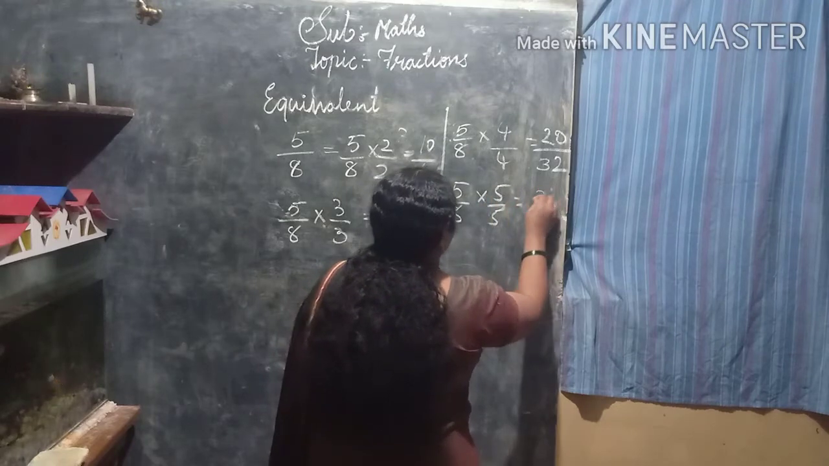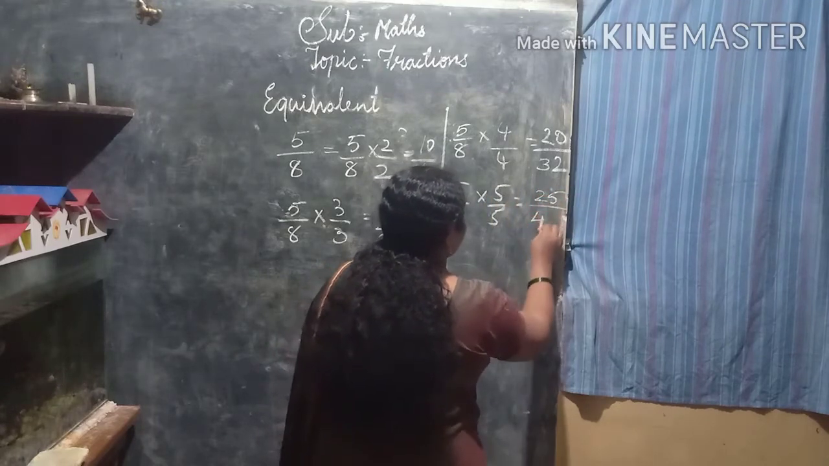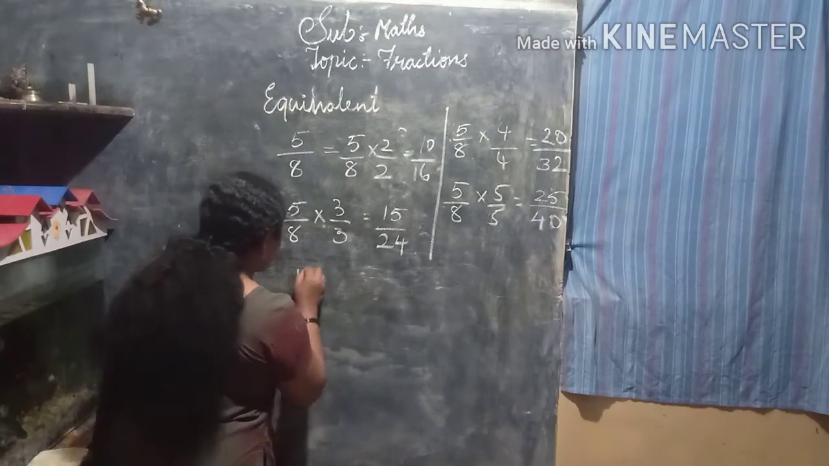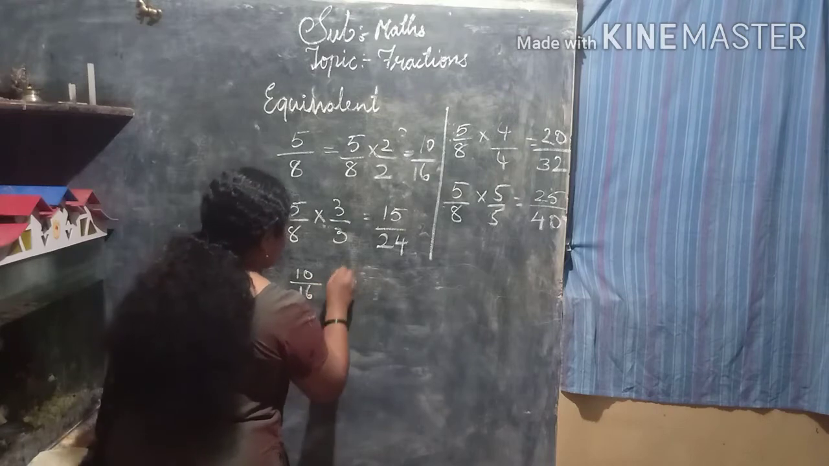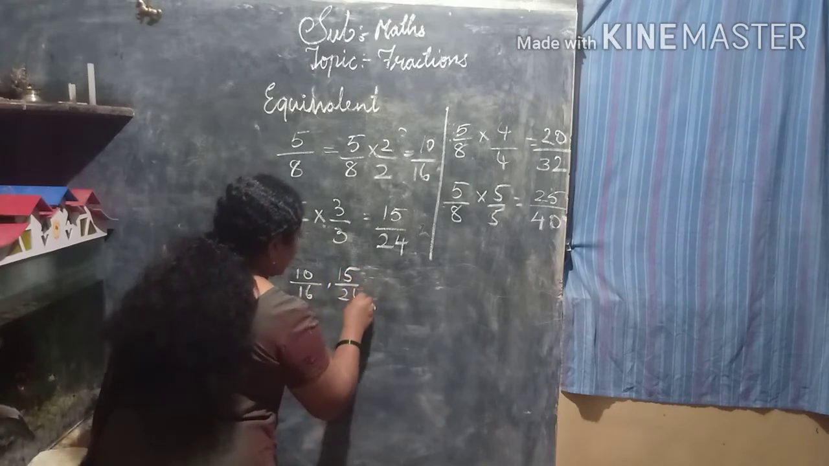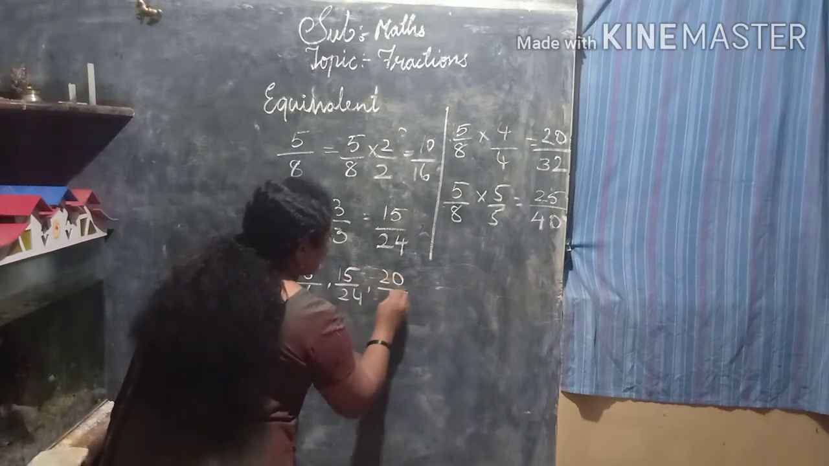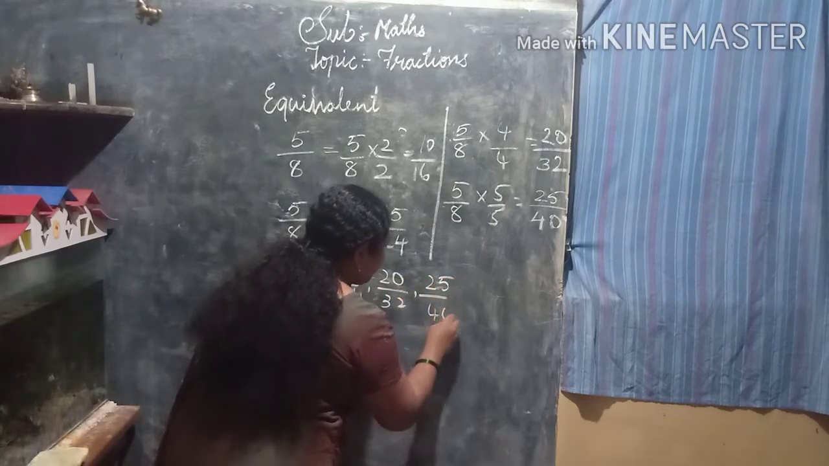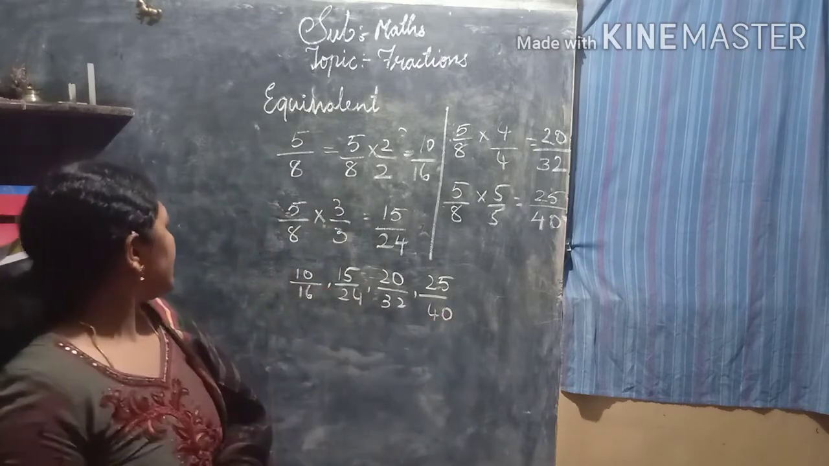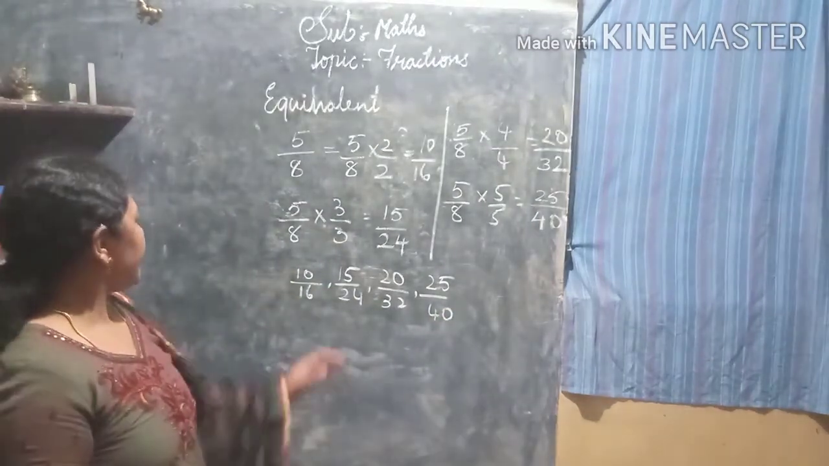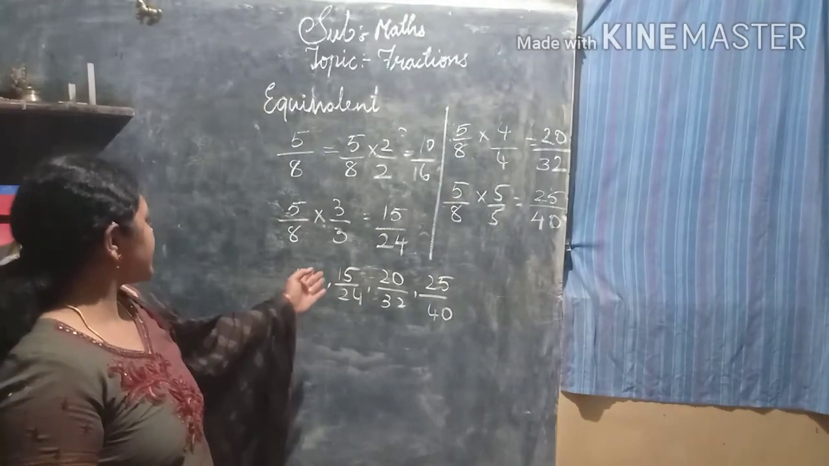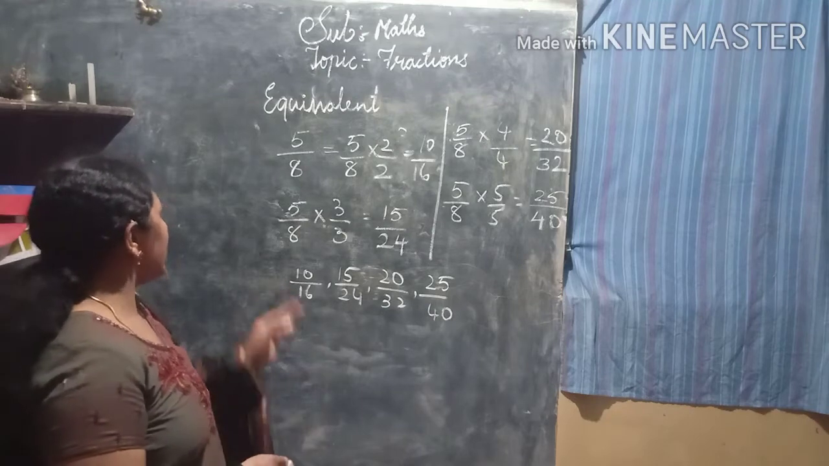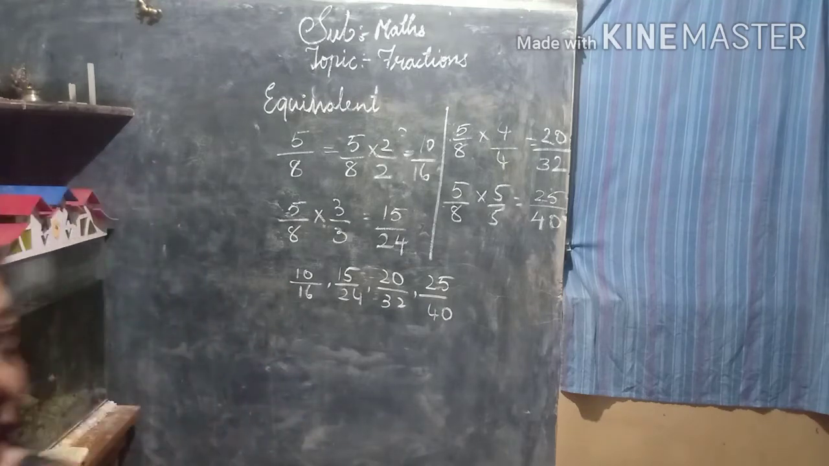5/8 into 5/5, 25 and 40. Now write down the equivalents: 10/16, 15/24, 20/32 and 25/40. So if you see here, 10/16, 15/24, 20/32 and 25/40 are the equivalents of the given fraction.